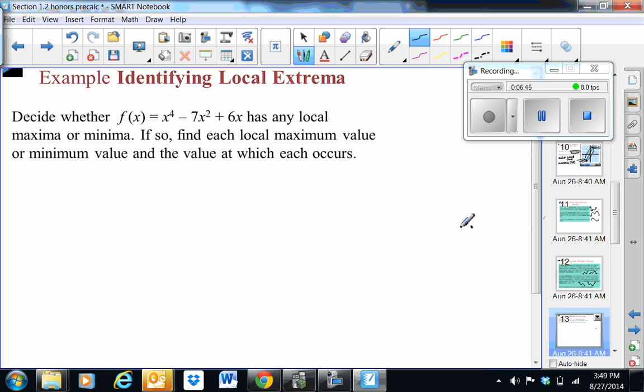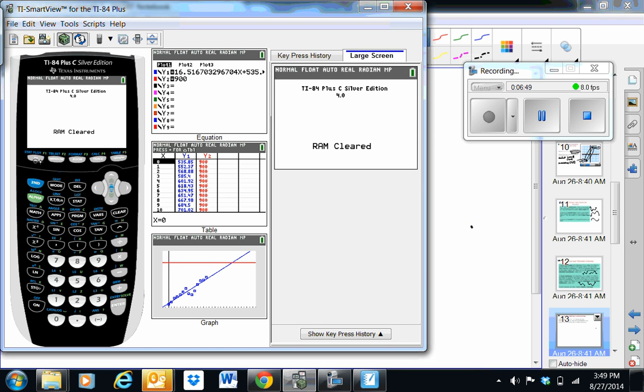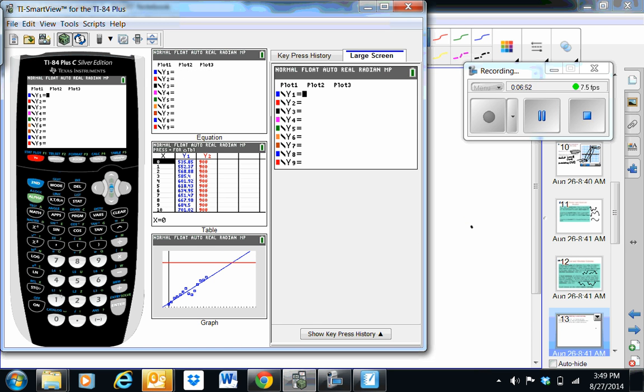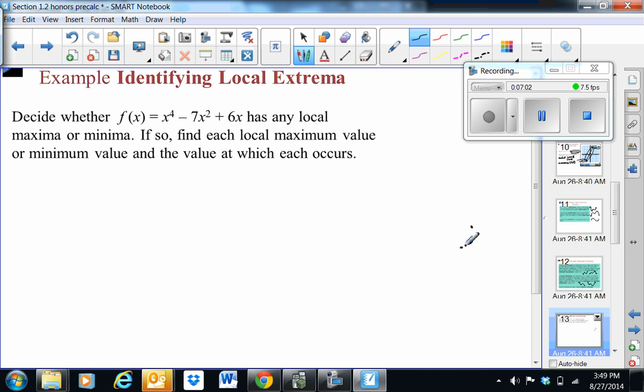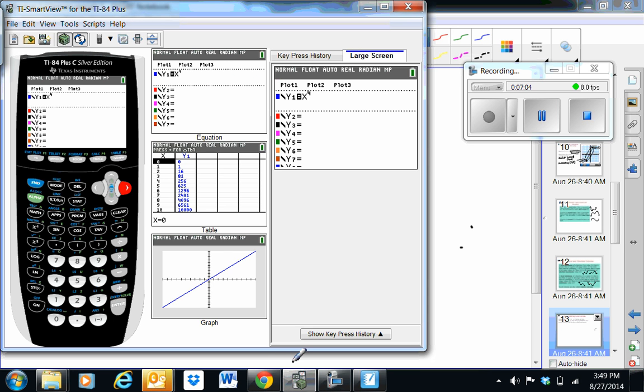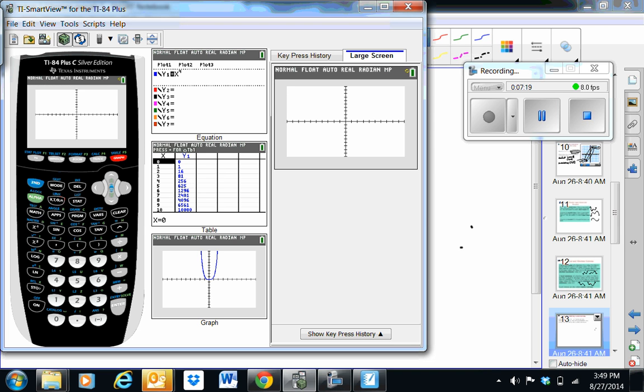And so the function that we want to put in is x to the fourth minus 7x squared plus 6x. So I'm going to go to y equals, and I'm going to put in x to the fourth, and I need to arrow out of those. Okay, for some reason my memory is not holding. So minus 7x squared plus 6x. And let's go ahead and graph this and see if our window is working. My calculator is set to the default window right now.